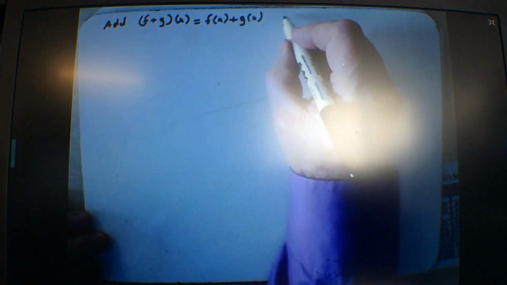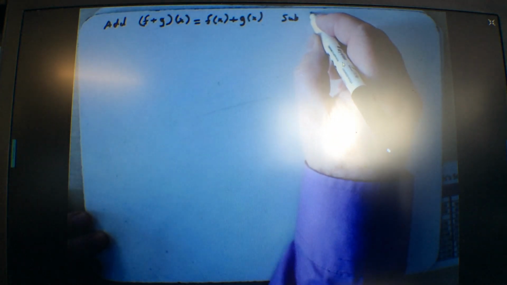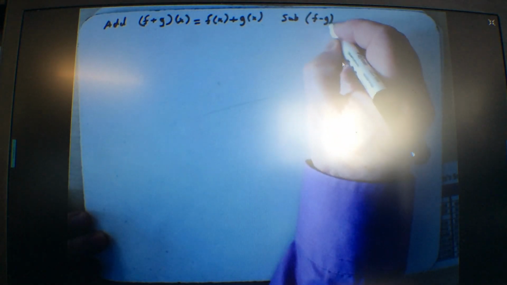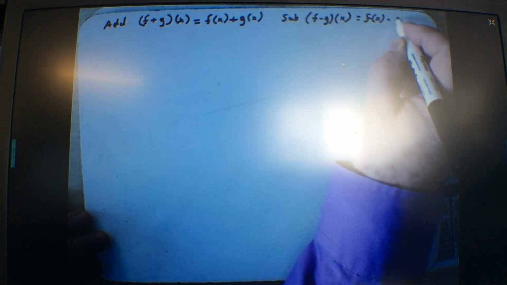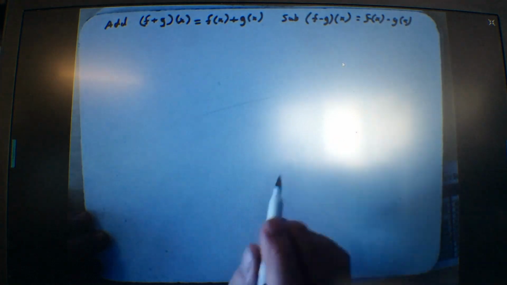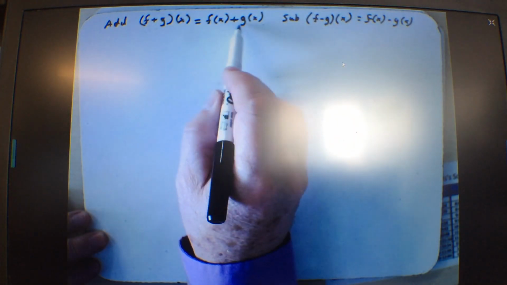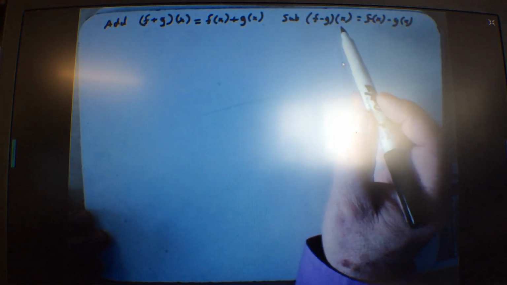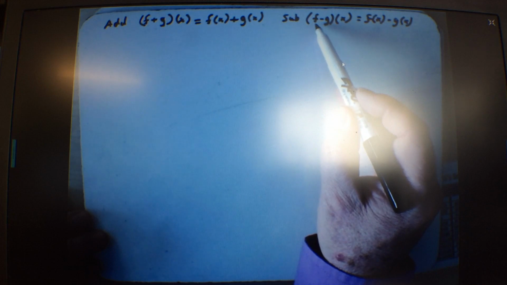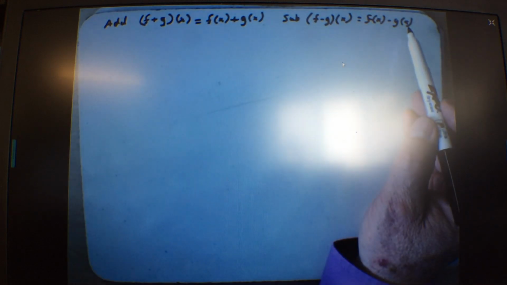All right, subtraction. If I have a function f minus g of x, I simply take the f function and I subtract the g function. Now I'm going to explain something to you. You can do the addition in any order you want, but subtraction, that's not true. If the f is subtracting the g, then the f of x has to come first, subtract the g of x, okay?